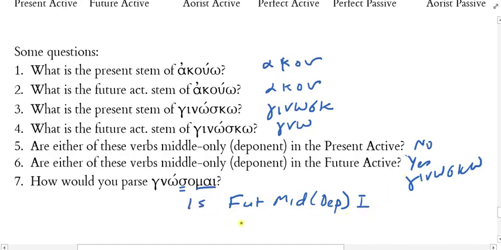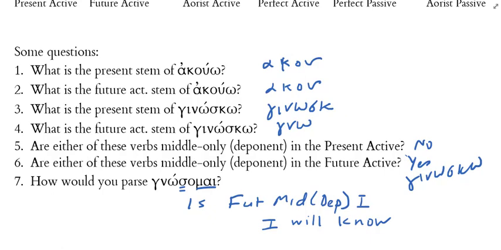How am I going to translate gnosomai? I will gno. I will know. It's going to feel very active in its meaning, isn't it? It does not mean I will be known. It is I will know. Yes, was there a question? Does that have connotation of like I will know myself, or is it just a general like I will know? No, like I will know something. I will know a fact.